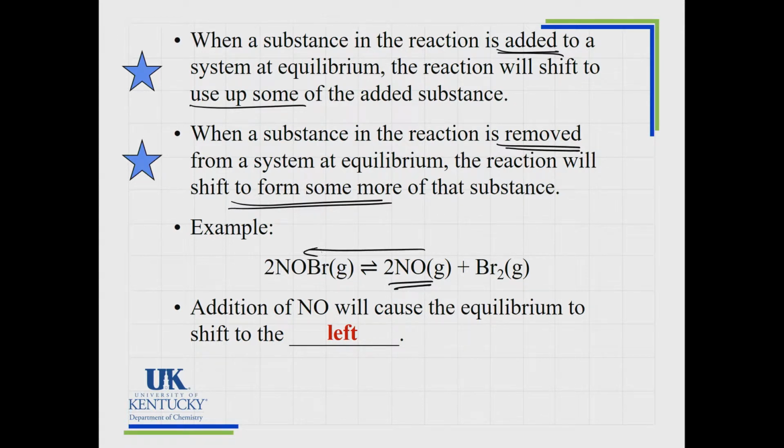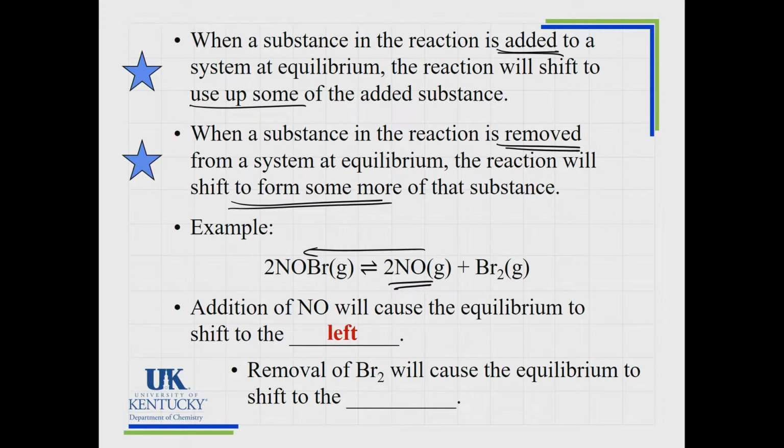Let's try another one. What if you remove something? Let's remove some of the Br2. So we're taking Br2 out of the system. Maybe we're dropping the temperature so it's liquefying it, so it's no longer a bromine gas in there, and we're able to pull that bromine out of the system. What is it going to do? Well, it's going to try to make more. So it's going to shift to the right to try to produce some more.